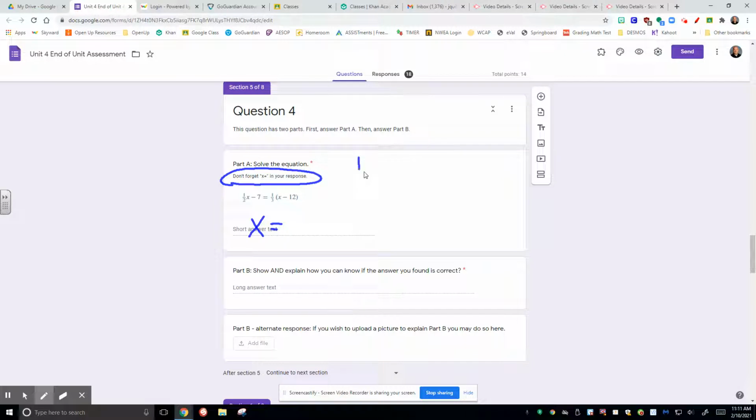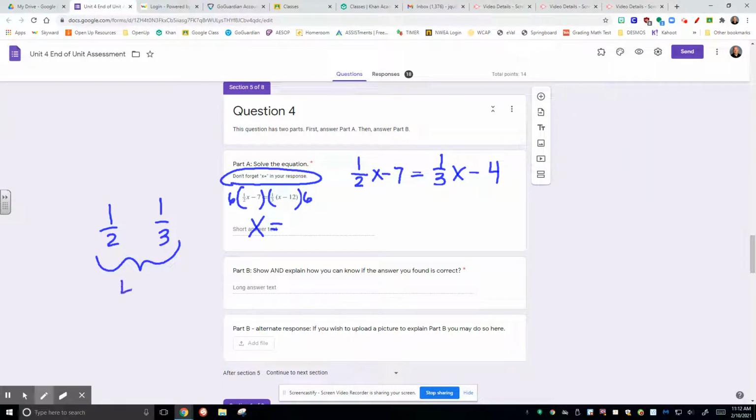Either you use the distributive property on the right side to get 1/3 of x minus 4, or you eliminate these fractions from the very beginning, and you can take this side and this side and multiply them both by 6. The reason I chose 6 is because you have fractions of 1/2 and 1/3. And between the two of these, the least common denominator is 6.